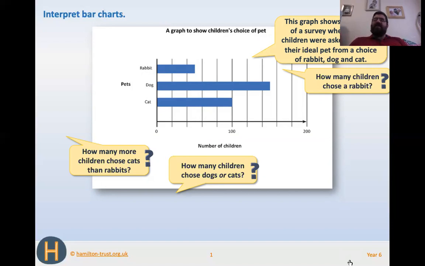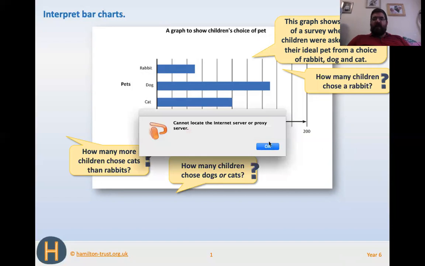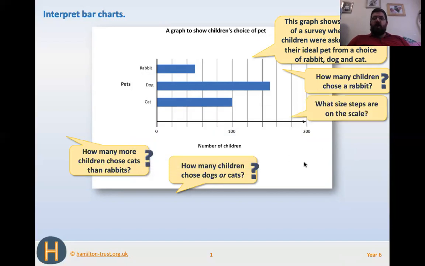But there's a key piece of information we need to understand before we start to answer these questions. And you might have already got there. But the key question is, what size steps are on the scale? So we can see the scale here. Cat is nice and easy. That's probably the easiest one. You can tell me straight away how many children chose cat. That's a lot of kids, it's worth saying. But you can see straight away they chose this many children.